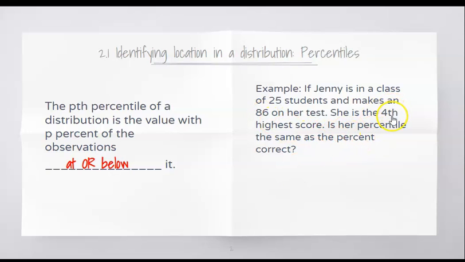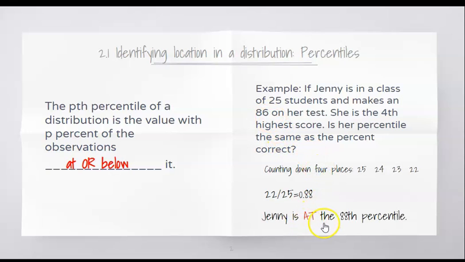Well, the first thing I would do is count down to see what her fourth down would be. So I count down 25, 24, 23, 22. So I find that percent. She's 22nd out of 25, which puts her at the 88th percentile. So her percentile is not the same as her percent correct. Okay, she's at the 88th percentile. It's not the same as her score on the test.